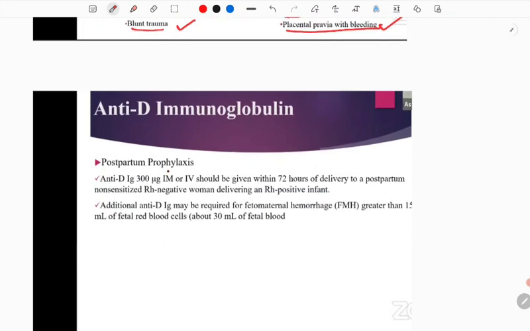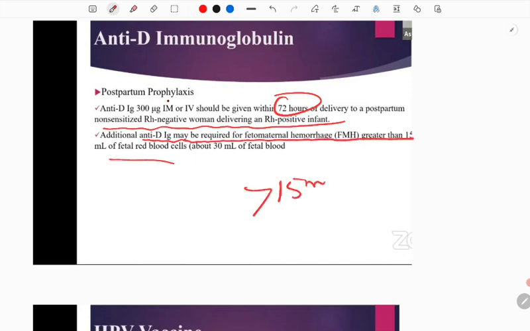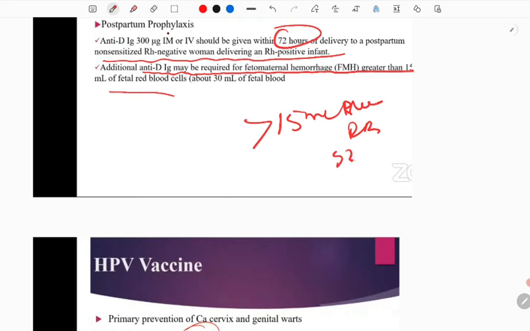Okay. Postpartum prophylaxis: 300 microgram IM or IV should be given within 72 hours of delivery to postpartum Rh negative non-sensitized women, as soon as possible. Additional anti-D IG may be required for fetomaternal hemorrhage greater than 30 ml. If it is greater than 30 ml blood, 15 ml RBC or 30 ml fetal blood.